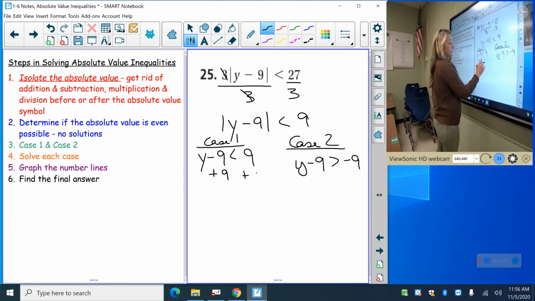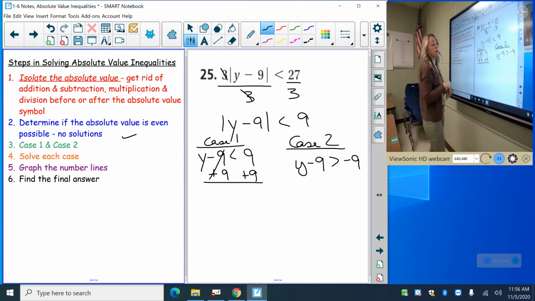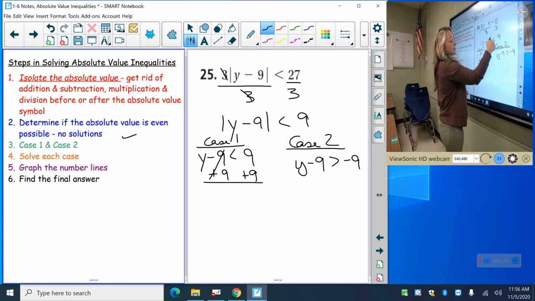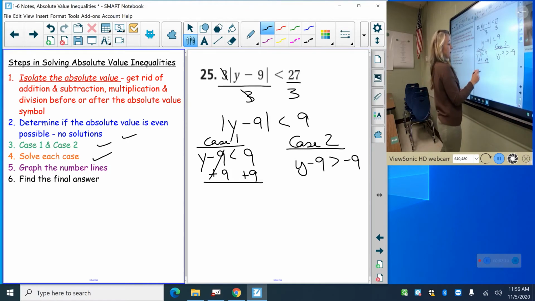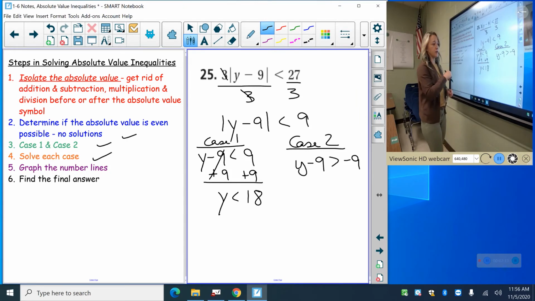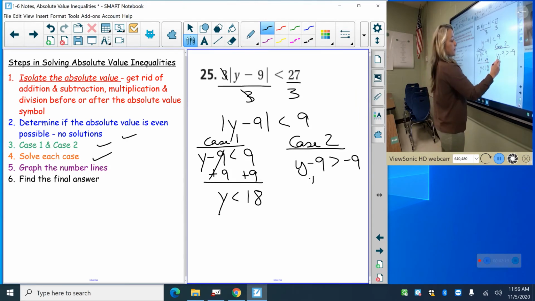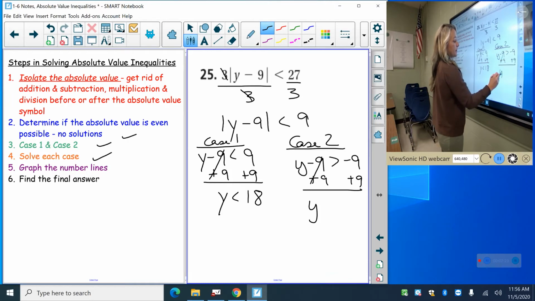So we're going to add 9. Okay, this is where I'm at. I forgot to determine if the absolute value is even true, and it is, a positive number that is less than 9. Case 1, case 2, and now solve each case is what we're doing right now. So I have y is less than 18. Sorry, I kind of backtracked there. And this one, plus 9, plus 9. So I have y is greater than 0.